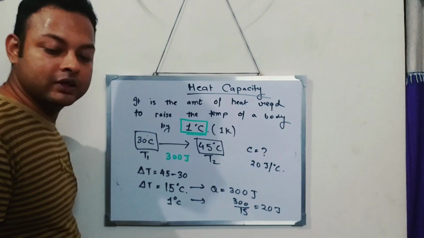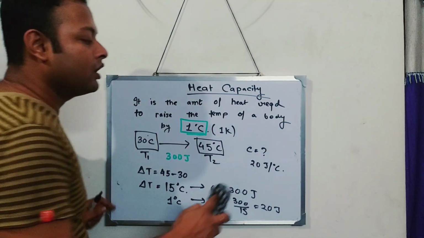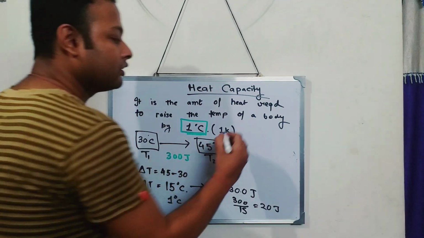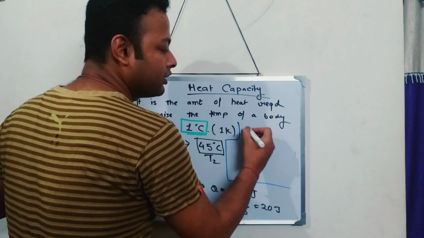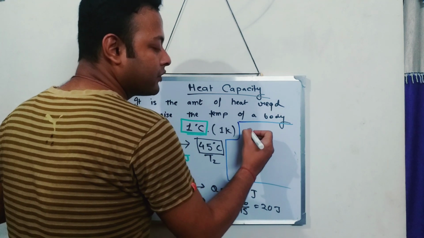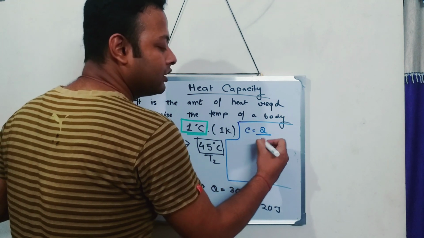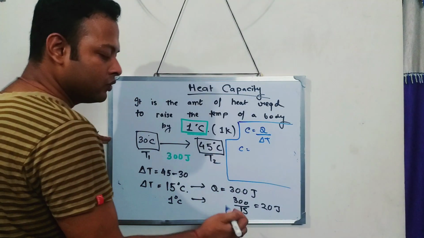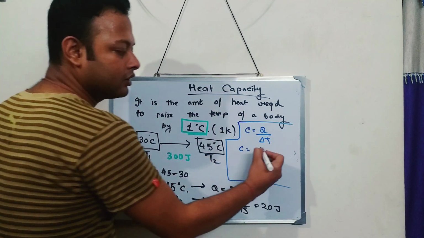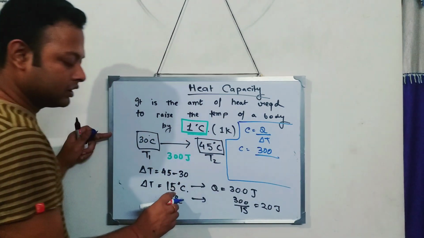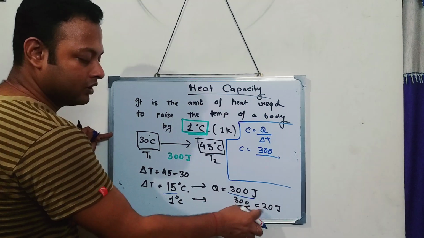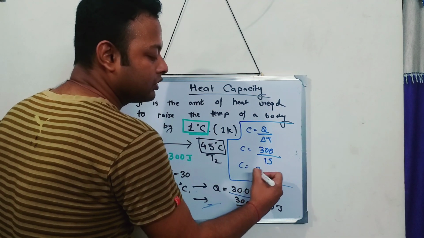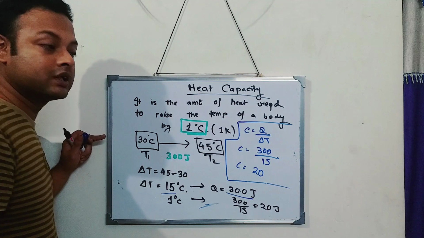You can go by this unitary method, or if you want, you can directly approach with the formula which I have stated. The formula is C is equal to Q by delta T. Use this formula and you also get the same answer. So C is equal to Q, Q is 300, and delta T is 15. So the C value is 20.